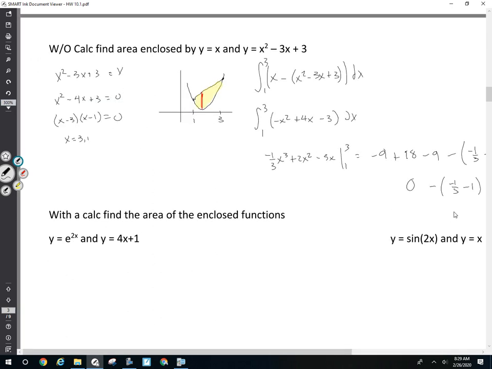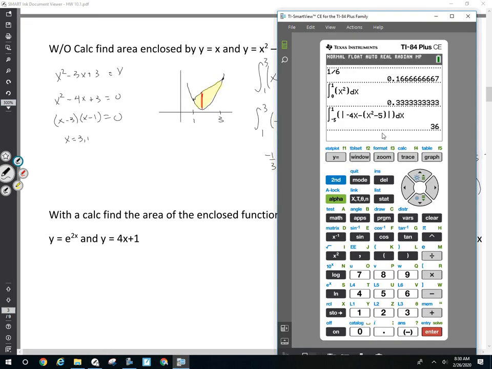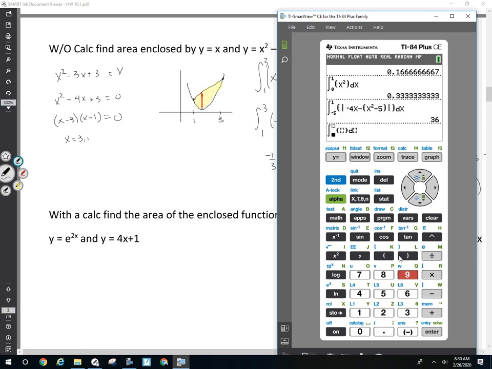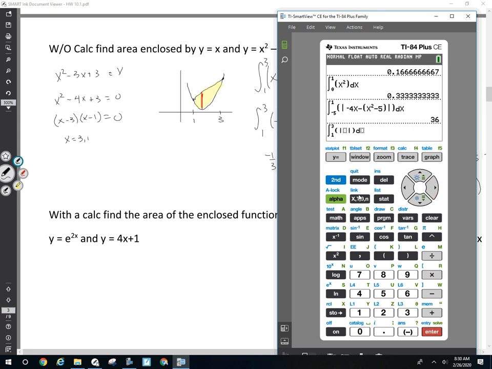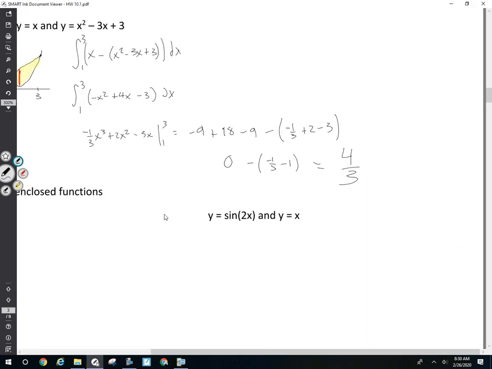Let's check that with a calculator. Watch again, I could go, and as long as I use an absolute value, you can do either minus the other. Maybe I want to put the x squared first. x squared minus 3x plus 3 minus the x, you don't need to use parentheses there, and I'm going to get the same answer, 4/3. Okay.